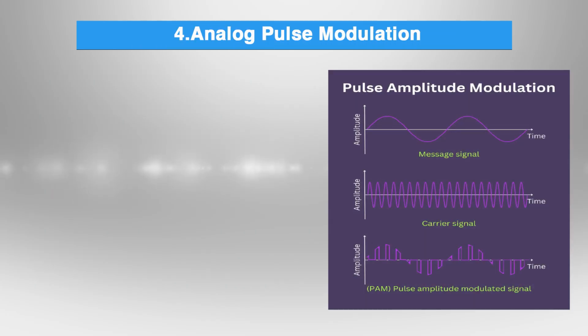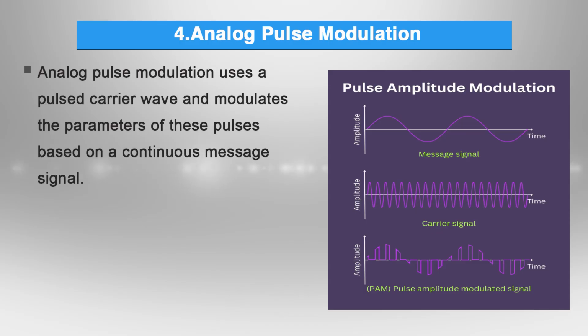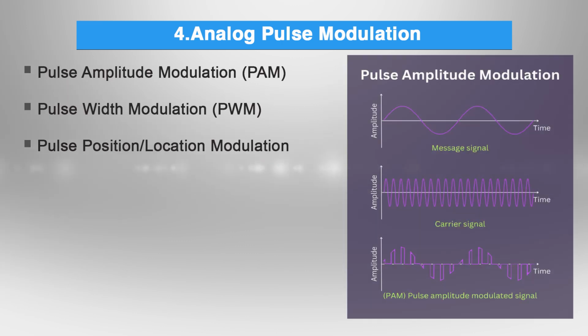Next and fourth one is analog pulse modulation. Analog pulse modulation uses a pulsed carrier wave and modulates the parameter of these pulses based on a continuous message signal. Different types are as follows. First is pulse amplitude modulation. Pulses are modulated in amplitude. Second is pulse width modulation.